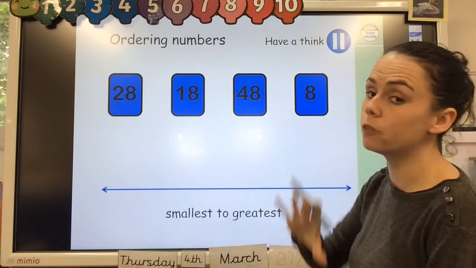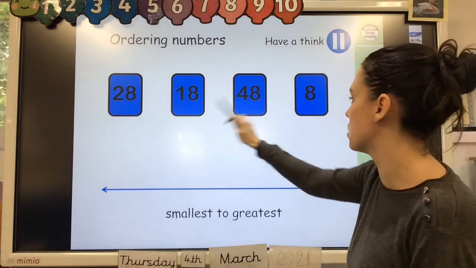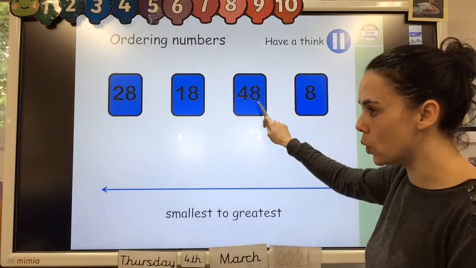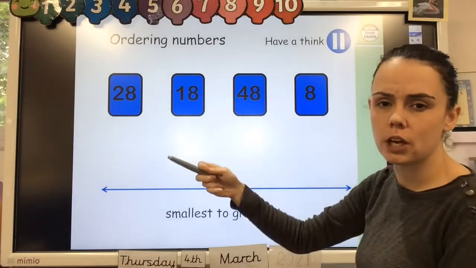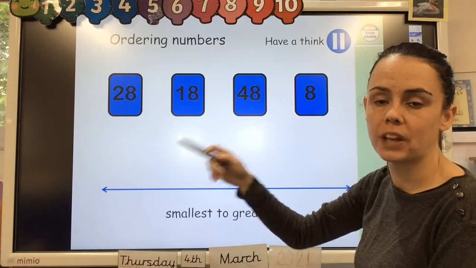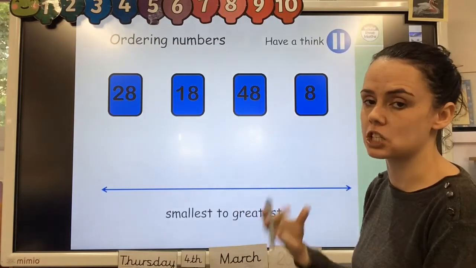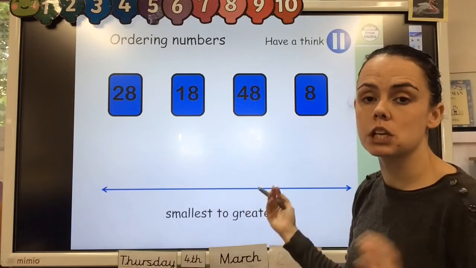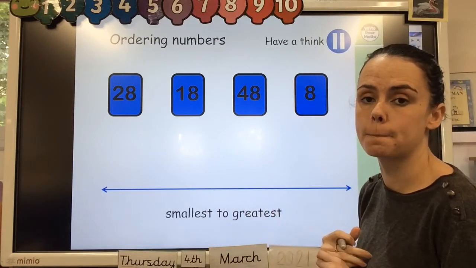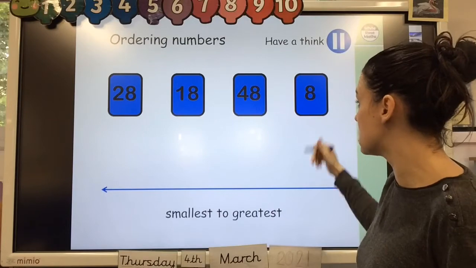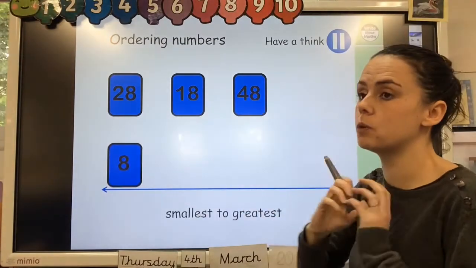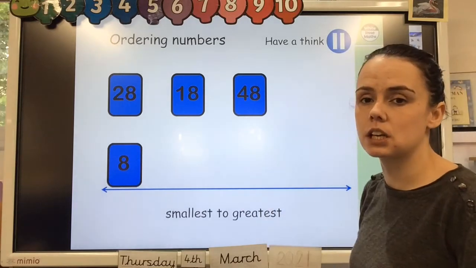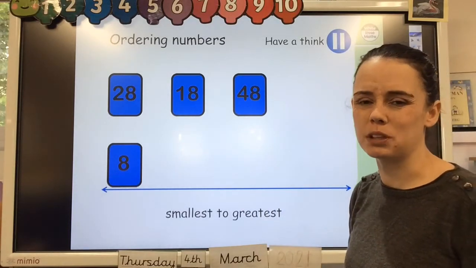Right, now let's have a look at this one. So this time we've got 4 cards and we've got our numbers on them. So we've got 28, 18, 48 and 8. What have they all got in common? 8, yep, they've got the 1s section as 8. Now we're going to try and put them smallest to greatest. So what's our smallest number? It's 8 because it's just 8 on its own. If you were to put it on a number line, 8 would be down here.